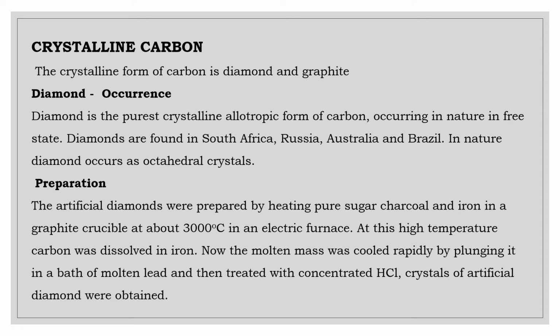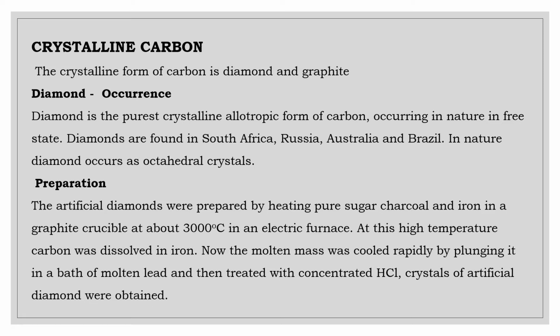Now let us move on to diamond. The crystalline forms of carbon are diamond and graphite. Diamond usually occurs as the purest crystalline allotropic form of carbon, occurring in nature in the free state. Usually diamonds are found in South Africa, Russia, Australia, etc. In nature, diamond occurs as octahedral crystals.